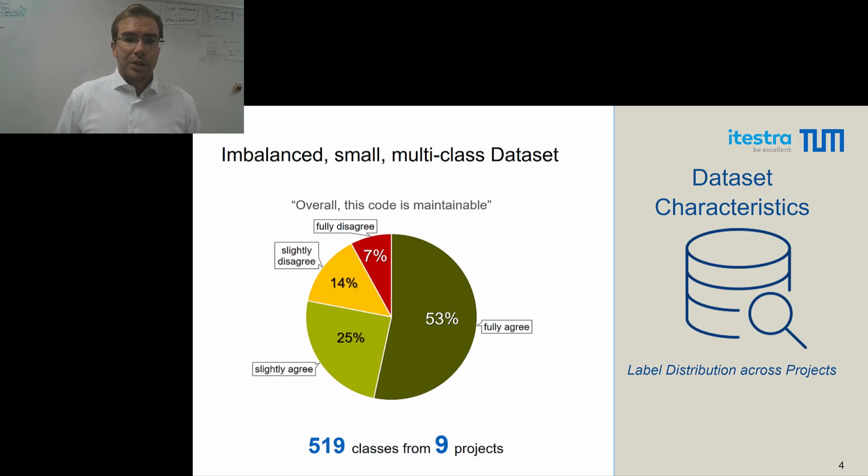In total, we managed to label 519 Java classes. This is not a very large number, but please also keep in mind that every class was evaluated by 3 or 4 experts, and that if you compare this number with existing data sets, actually 519 is not too bad. So this is one of the results of our study, and the other contributions are the following.